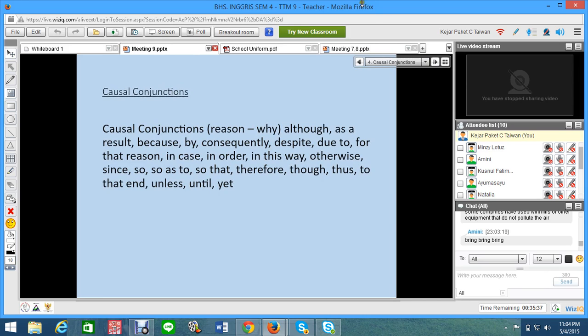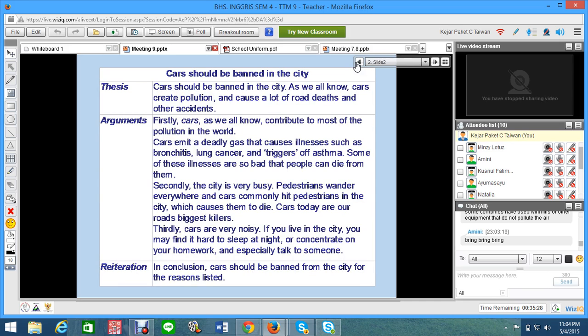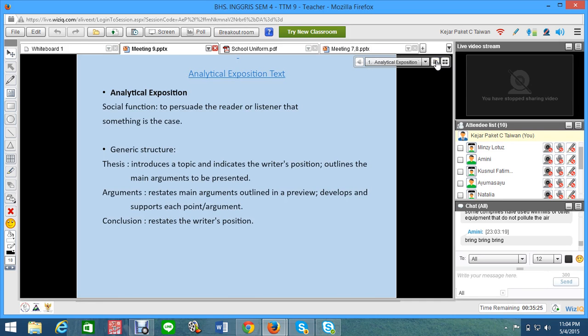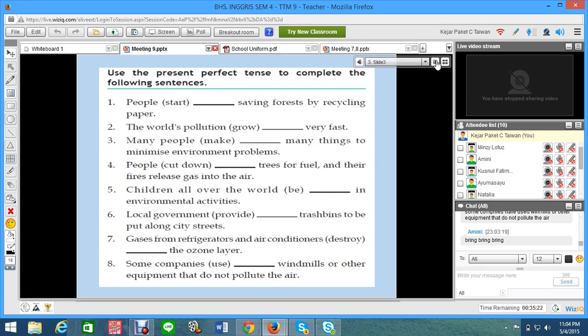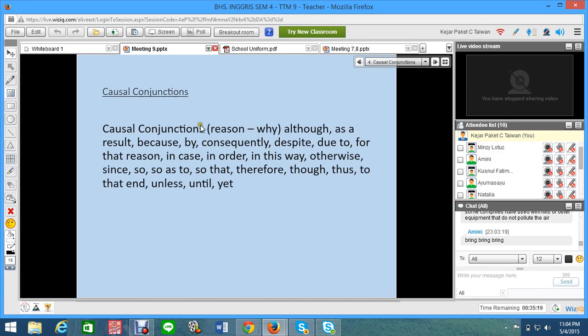Okay, now we come to one of the language features. Actually, there are some language features used in analytical exposition. The first is causal conjunctions. Causal conjunction means conjunction yang digunakan untuk menyatakan reason, mengapa. Example conjunctions: although, walaupun, as a result, because, by, consequently. Okay, so all of these words are called causal conjunctions.